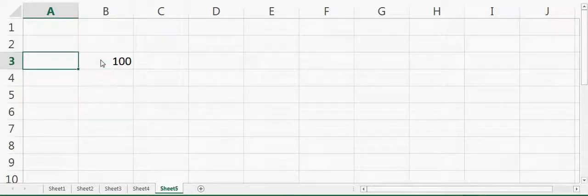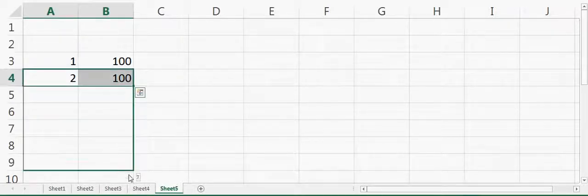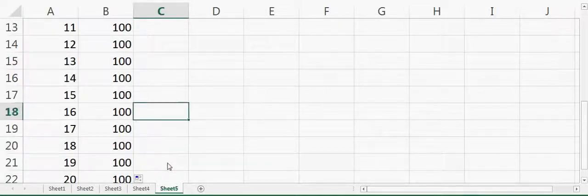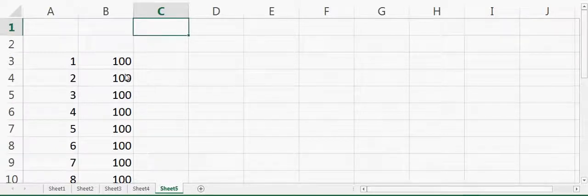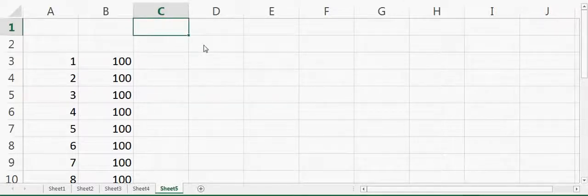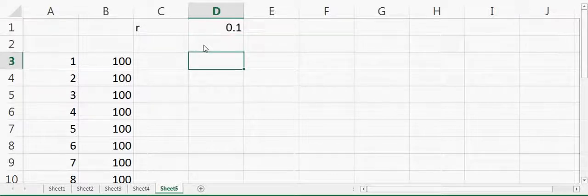So this is the end of 1 year, 2 years, and we are getting $100. I'll write $100 and keep dragging it, and let's say it is for 20 years. So we are getting $100 at the end of every year for the next 20 years, and we want to calculate the value of this amount today. I'll say that the rate of interest is 0.1, which is 10%.